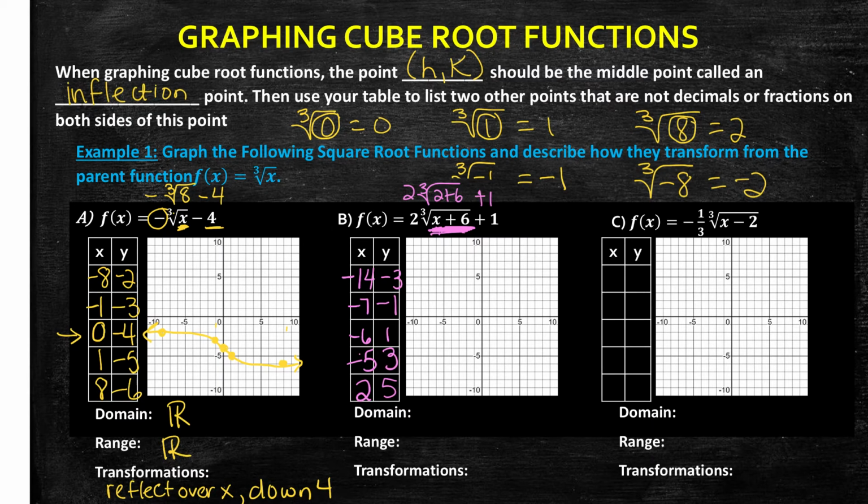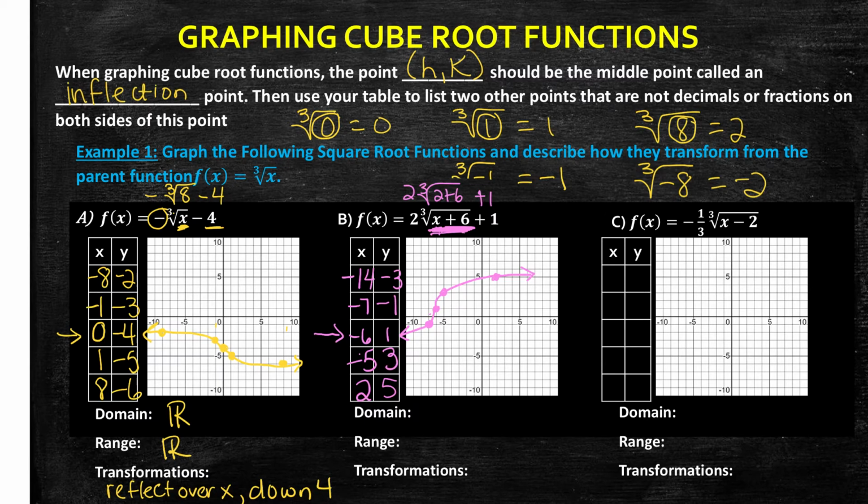Negative 14, negative 3, I can't graph, but negative 7, negative 1, I can. Negative 6, positive 1. Negative 5, 3. And 2, 5. Okay, so remember to start with your inflection point. Negative 6, 1 is the middle, so it's going to curve like this, and then going the opposite way is going to curve like that.